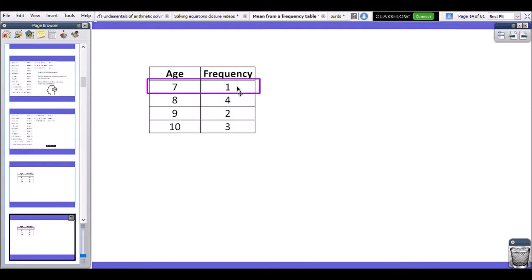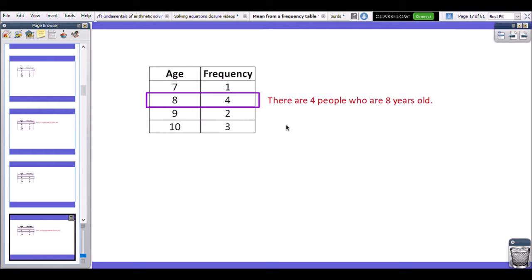So that 1 means there is one person who is 7 years old. The frequency is like the number of people in this context, and age is obviously how old they are. Just like before, what would this second row actually represent? Could you write a sentence that describes the second row? What does that 4 actually represent? I'll give you some thinking time. Right, that 4 just means that there are 4 people who are 8 years old. So that's how we read off a frequency table.